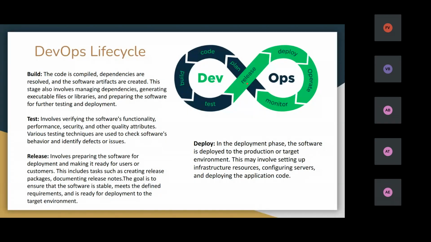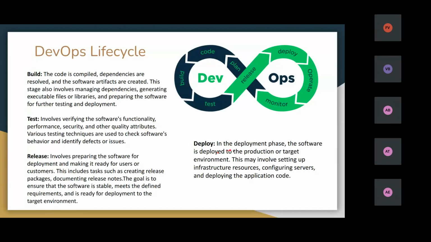From this stage, it is the main responsibility of the Ops team. So in the release stage, the Ops team should ensure that the software is stable and it is meeting the defined requirements and all. The Ops team should check. Then the next stage is the deploy stage.